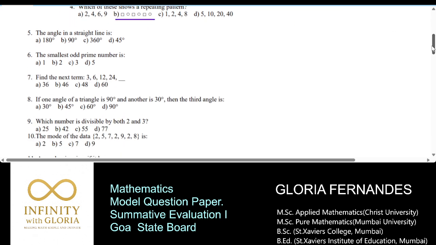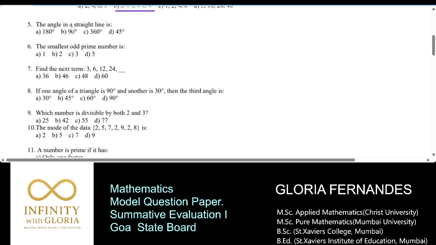Alright, next is the angle in a straight line. So for a straight line angle, you have an angle like this. The angle in a straight line will always be how many degrees? It is going to be 180 degrees. Is this clear? So the angle in a straight line is 180 degrees.